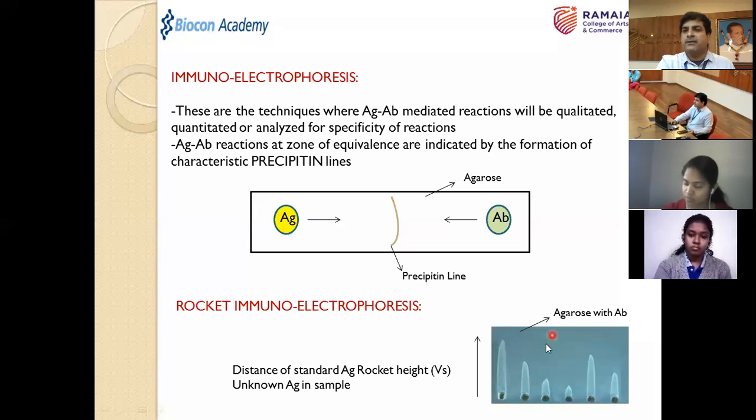Your agarose, you are going to add your antibody, then polymerize, and wells you have created in which you are going to load your samples.